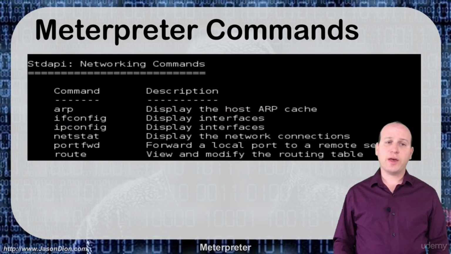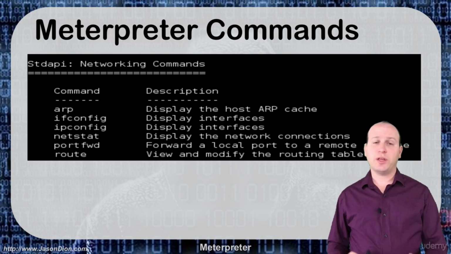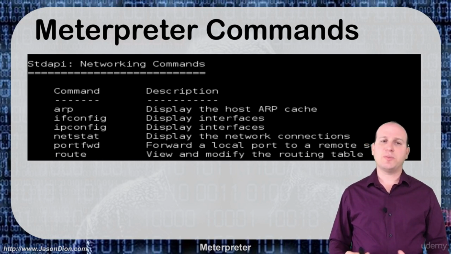Some other commands we have are ARP, ifconfig, ipconfig, netstat, port forwarding, and route. We're going to talk about more of these later on in other lectures as we start playing through some of these commands, but this is really just some of your networking commands that you have inside Meterpreter.